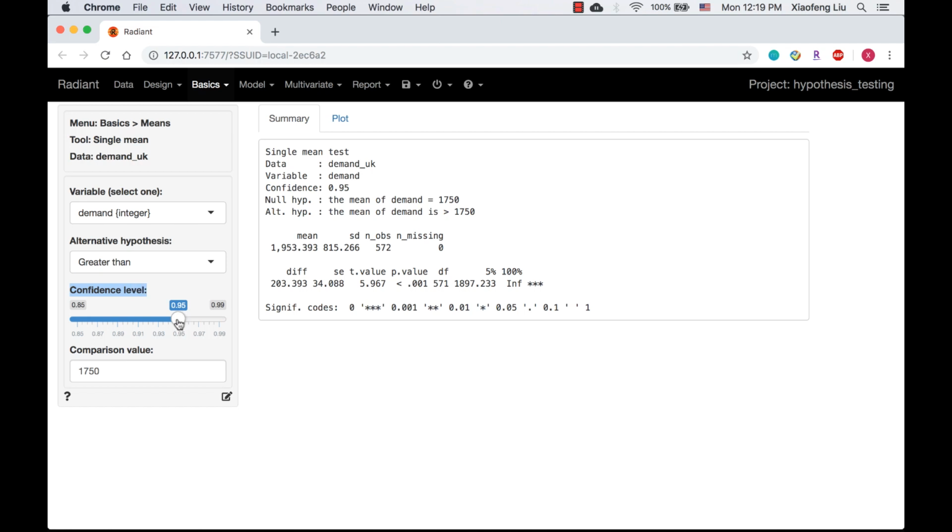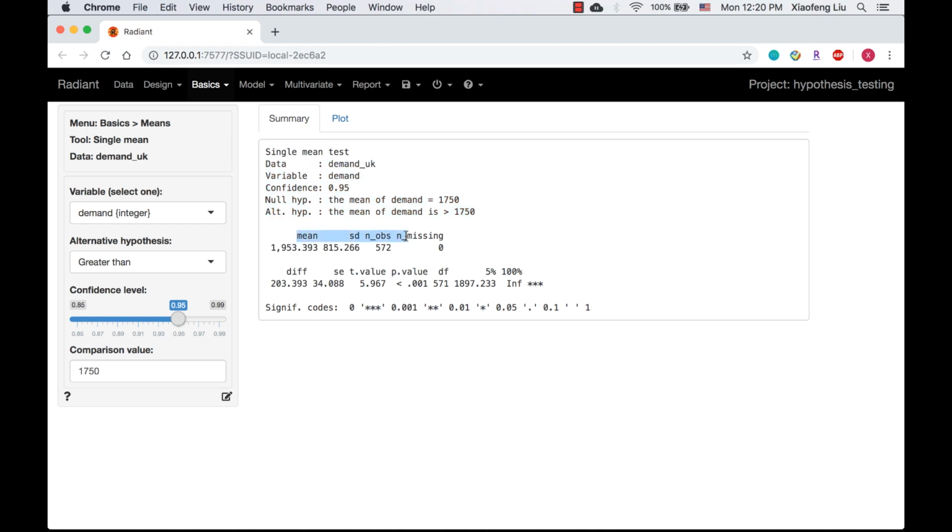1 minus alpha is the confidence level, so here it is 0.95. You can also choose other values. Here I just leave it as default. This is the result summary. The dataset name, variable name, confidence level, null and alternative hypotheses are printed here.